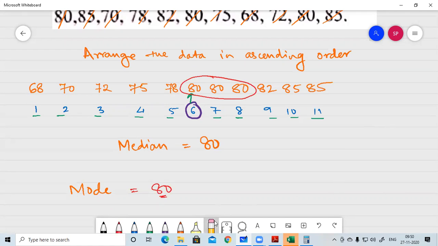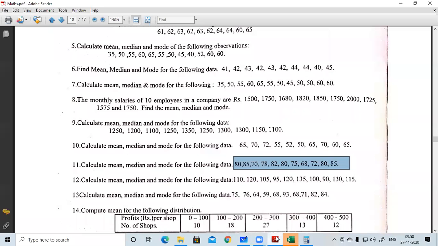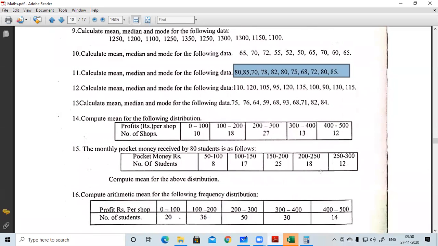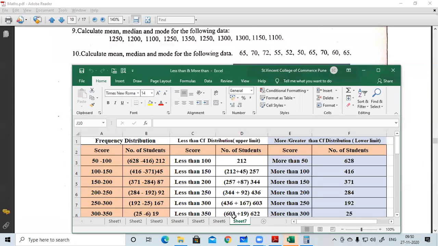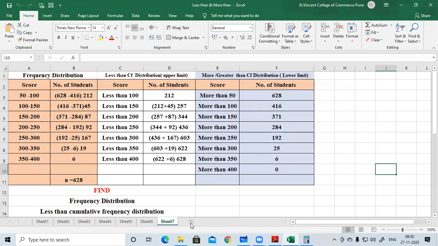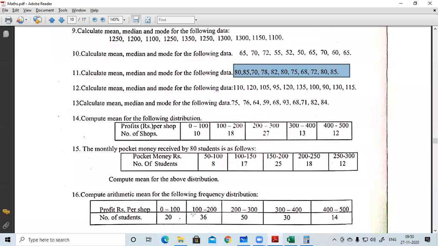Now what we will do is we will go to grouped data. So let's take this first question itself. This will be helpful if we solve it in Excel. Compute the mean for the following distribution. Profit in rupees per shop: 0 to 100, 100 to 200, 200 to 300, 300 to 400, 400 to 500.